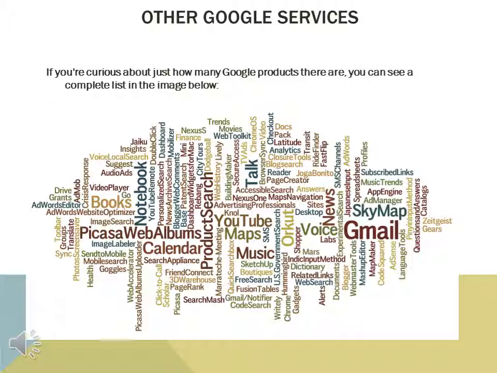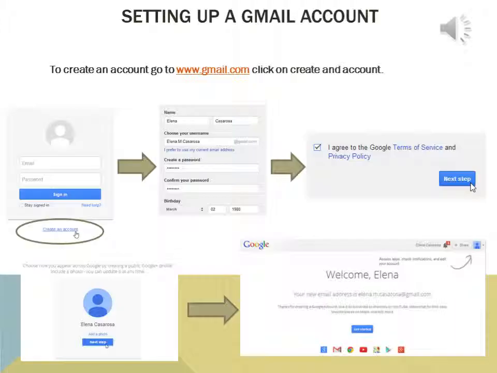If you're curious about just how many Google products there are, you can see a complete list in this image. It tells you all of the different kinds of Google products and services that are out there. So by having a Gmail account, you would have access to all of these. So just take a minute here and look at this and see all of the different options that you have available to yourself by just having a Gmail account.